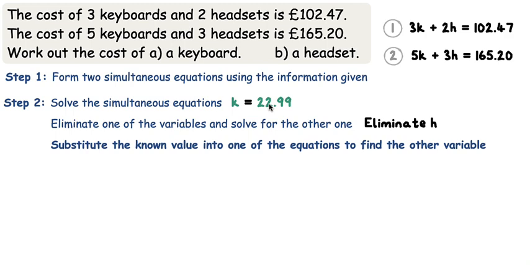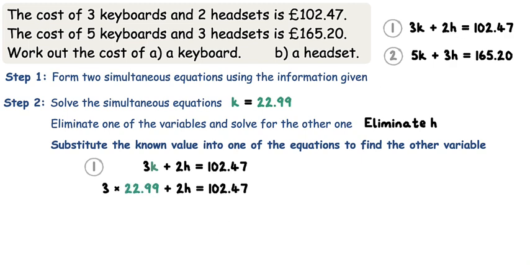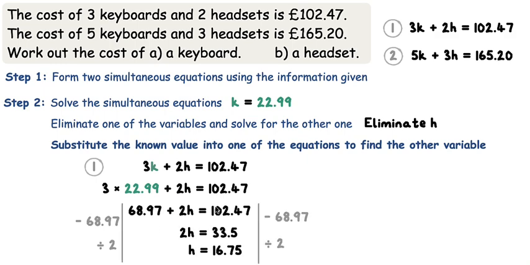Now we've found K, we can substitute this value back into one of our original equations and solve it to find H. It doesn't matter which equation you choose, but I'm going to choose equation 1 as the numbers are slightly smaller. So we write 22.99 in place of K, and now we have an equation with only one unknown that we can solve to find that H equals 16.75.